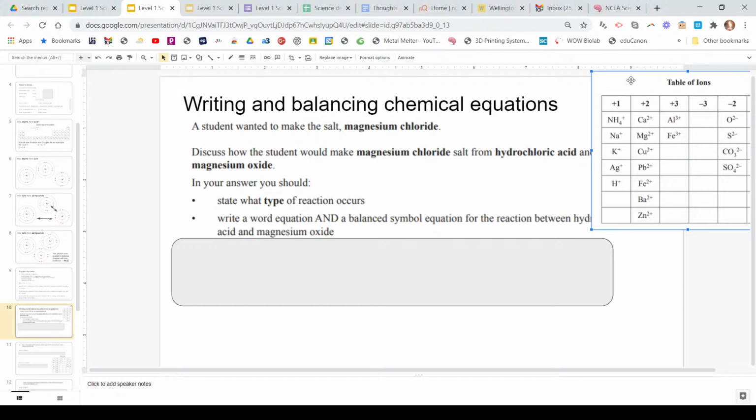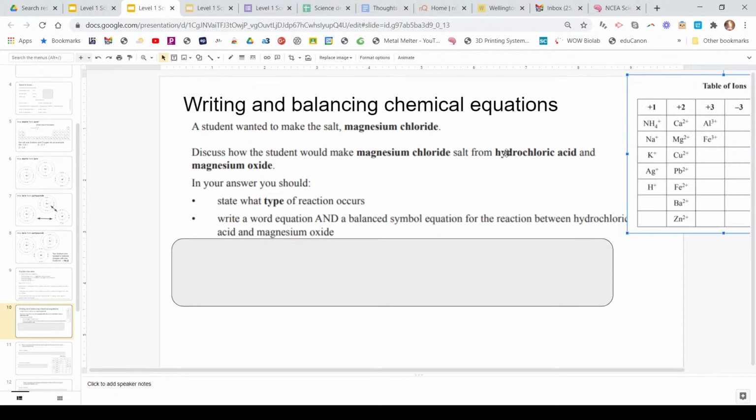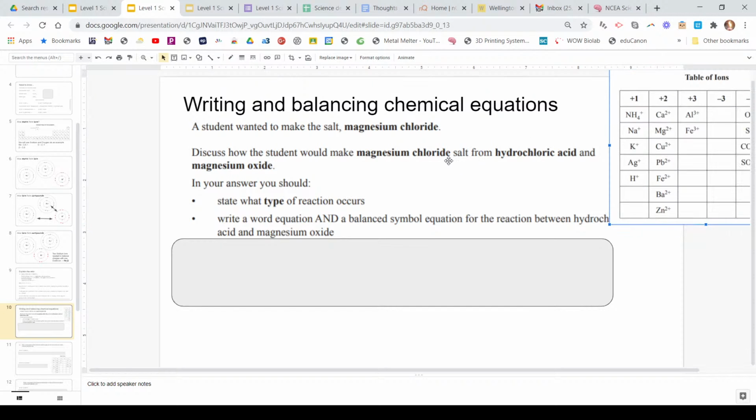In this case, we're being asked to discuss how the student would make magnesium chloride salt from hydrochloric acid and magnesium oxide. That's going to be a neutralization reaction between a metal oxide and an acid, so that's the state, what type of reaction occurs. State implies it's really just a very simple, probably one word answer or short phrase, and that's just an achieved level.